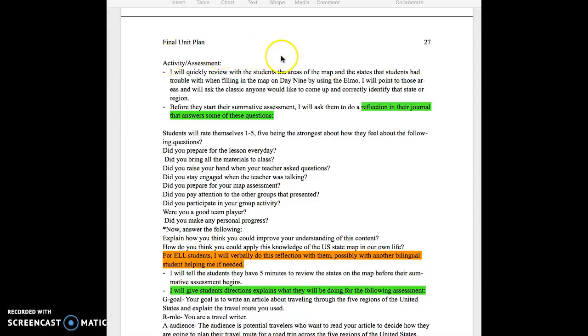So they're going to be doing a quick review with me that is more focused on the areas that they had trouble with on the map that they did for the practice the day before. Since I will be grading all of them, that's where I'll get the information to get questions on.